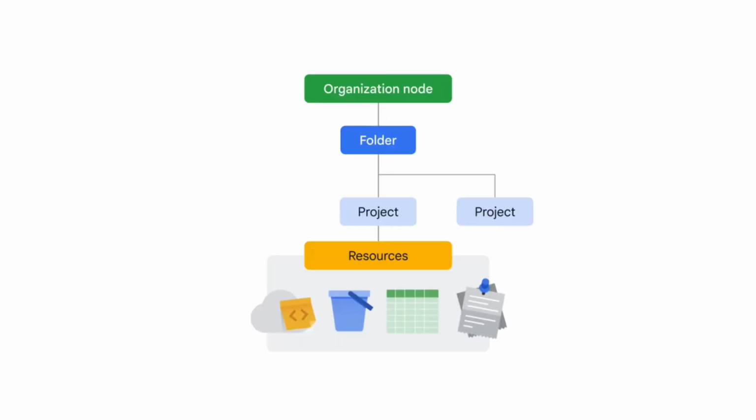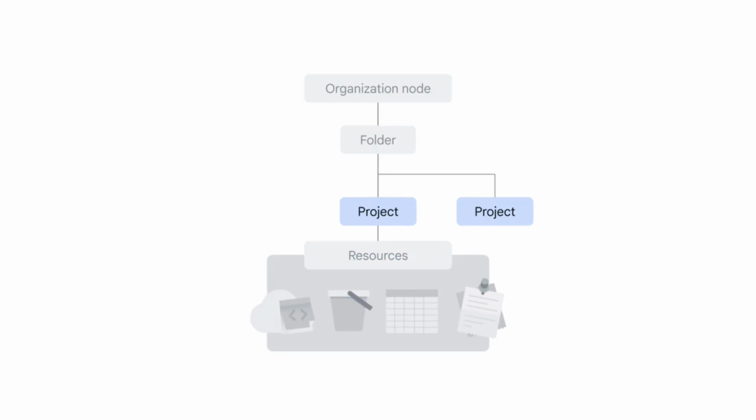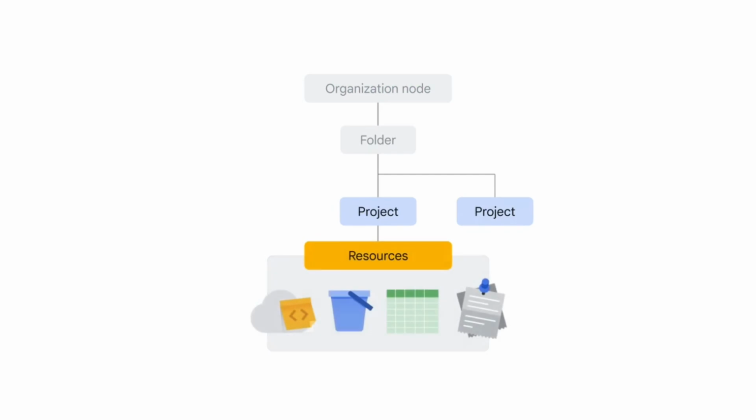Every Google Cloud resource you use must belong to a project. But what is a project? A project is a container for all your Google Cloud resources. It provides a way to organize resources, manage billing, and control access. Each project even has a unique identifier.